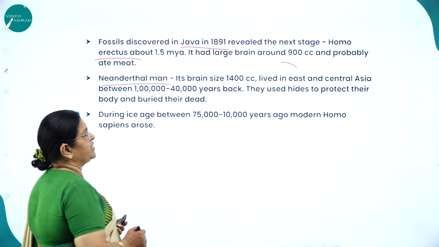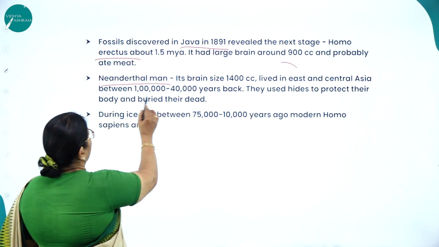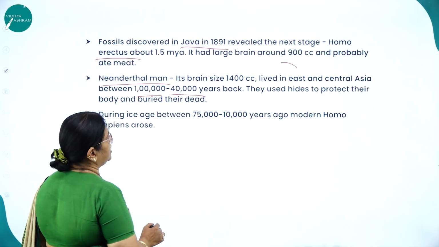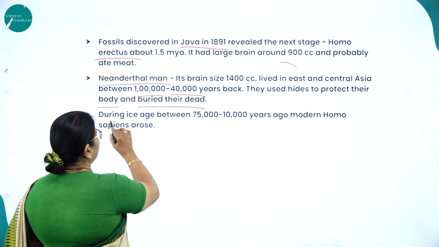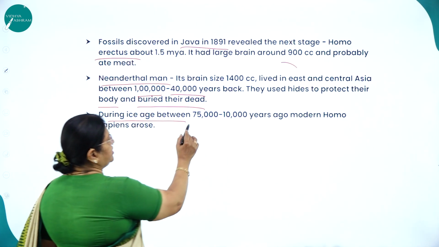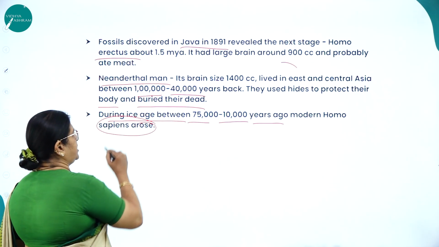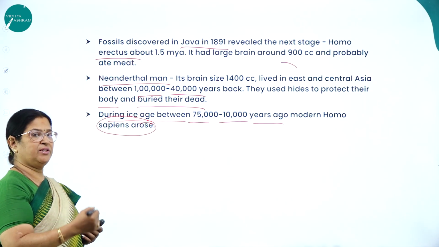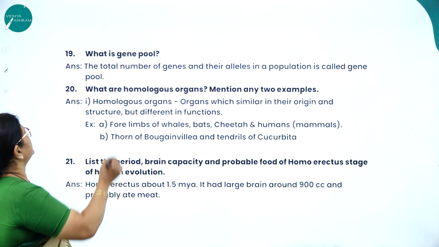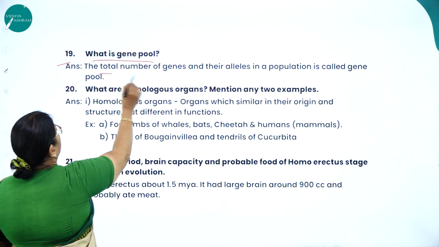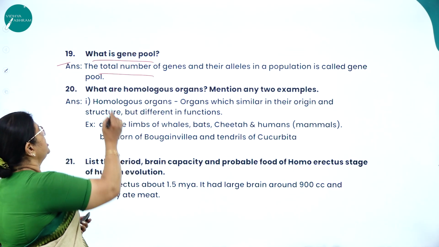Neanderthal man, its brain size is 1400 cc, lived in East and Central Asia between 1 lakh to 40,000 years back. They used hides to protect their body and buried their dead. During the Ice Age between 75,000 to 10,000 years ago, modern Homo sapiens arose. So this is how you have to explain the evolution of man, the different stages of evolution of man. Next, question number 19. What is gene pool? The total number of genes and their alleles in a population is called gene pool.